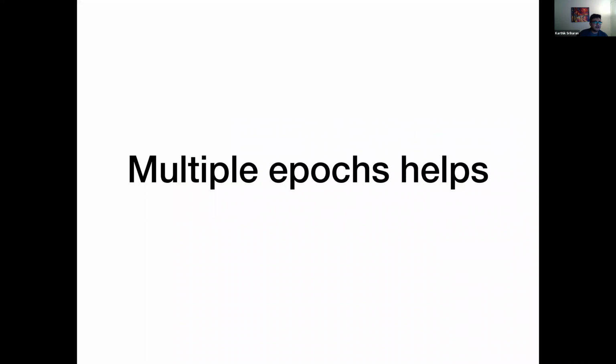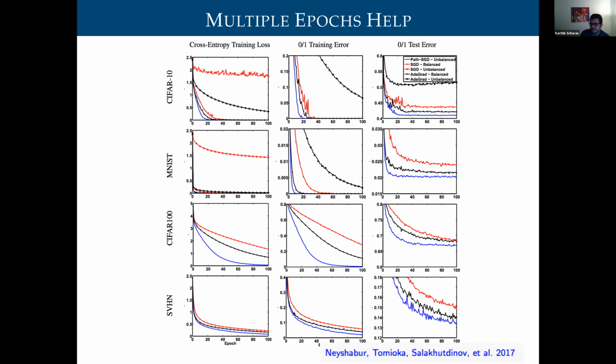Okay, and then the third, which I think for most practitioners is an obvious point, but in theory, maybe not so much, is that multiple epochs help. Okay, the more epochs I run, the better my rate is. This, to some extent, you kind of expect.